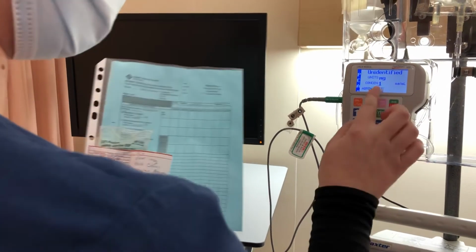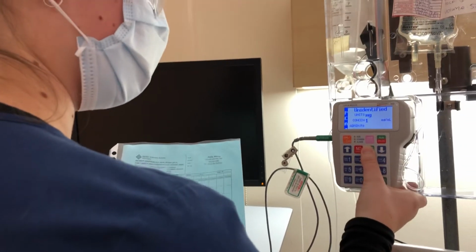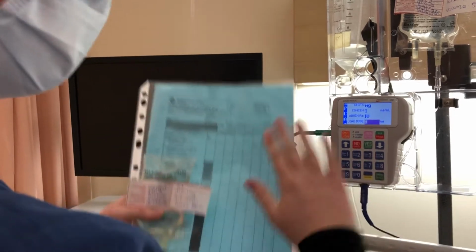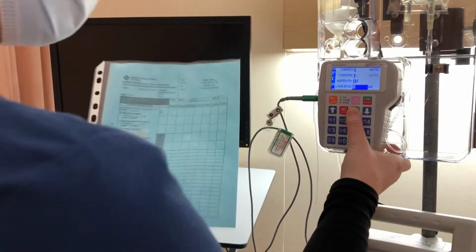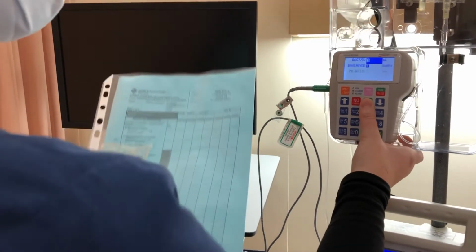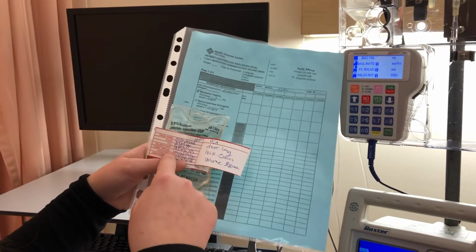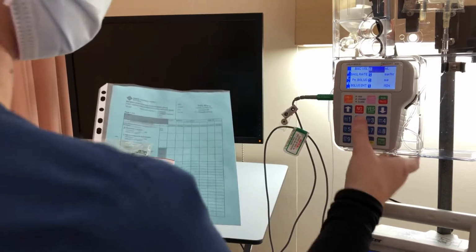Yes, this is to be given IV. It says here IV, and I'll be giving this IV, so that is correct. Loading dose, there is no loading dose, so 0 is correct. Med limits off is correct. And next, bag volume is 50 milliliters because I added 5 milliliters of medication to 45 milliliters of normal saline. So the volume is 50.